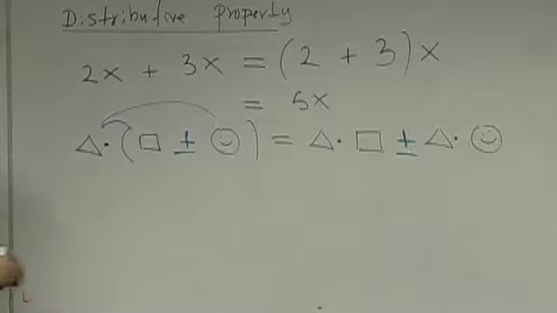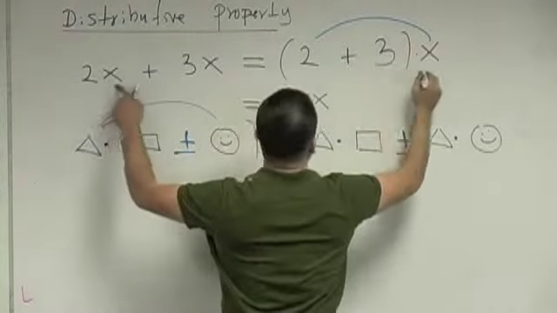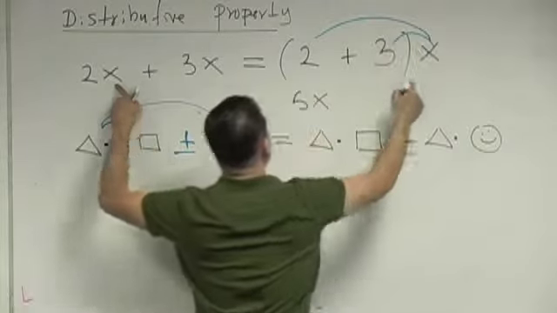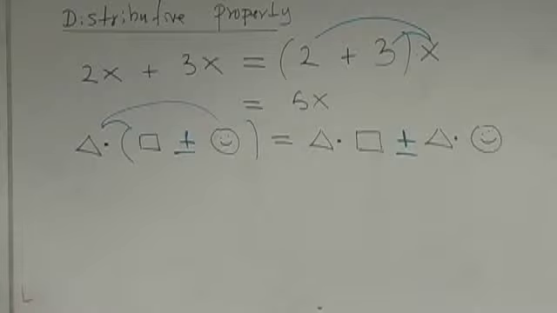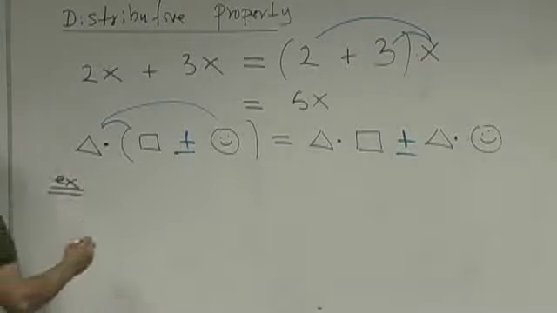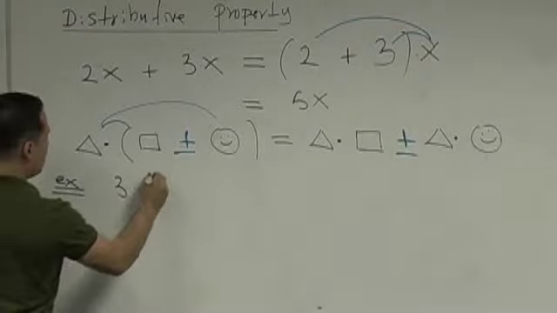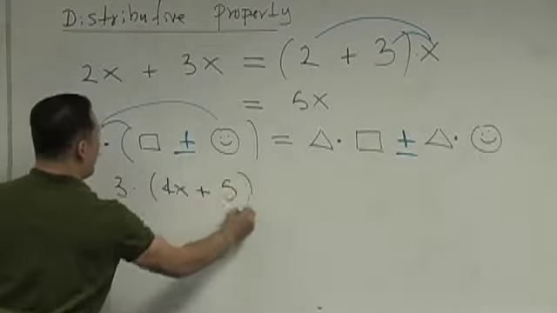So just to show you, it's working in reverse here. You're taking 2, you're multiplying it with x to get 2x, you take your 3, multiply it with x to get your 3x. Okay. So for example, three times 4x plus 5.